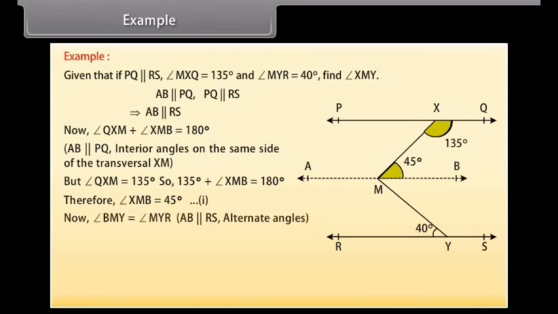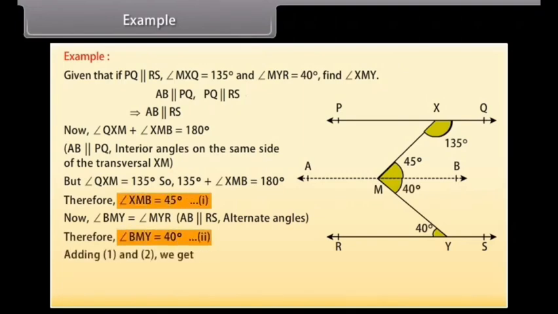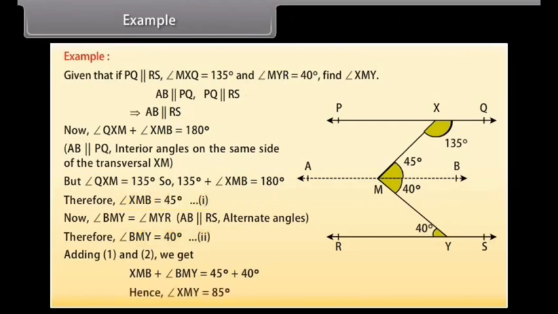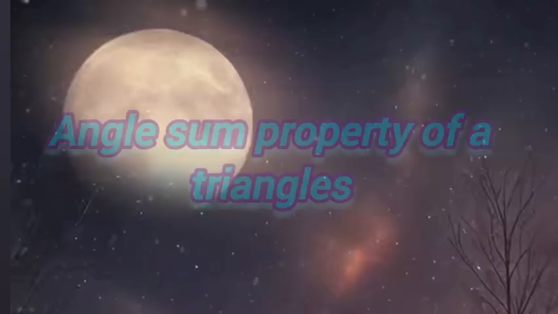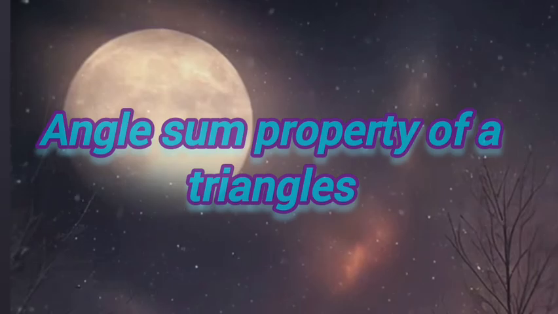Mark as equation 1. Now angle BMY is equal to angle MYR because AB is parallel to RS, alternate angles. Therefore angle BMY is equal to 40 degrees. Mark as equation 2. Now adding equations 1 and 2 we get angle XMB plus angle BMY is equal to 45 degrees plus 40 degrees. Hence angle XMY is equal to 85 degrees. Now, angle sum property of a triangle.